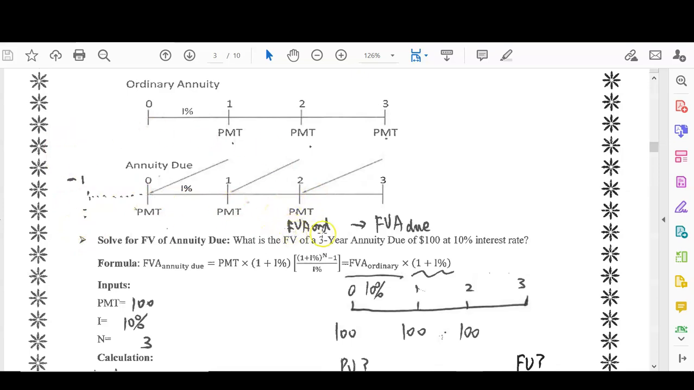So if we calculate the future value of the ordinary annuity, it's going to be occurring at term 2. If we want to move it to term 3, so it's the future value of this annuity due, we just multiply by 1 plus interest rate.